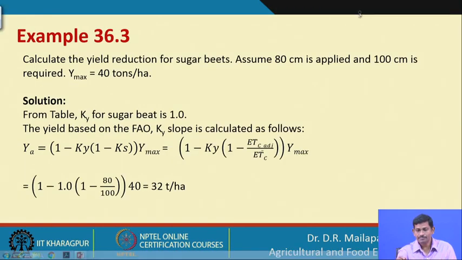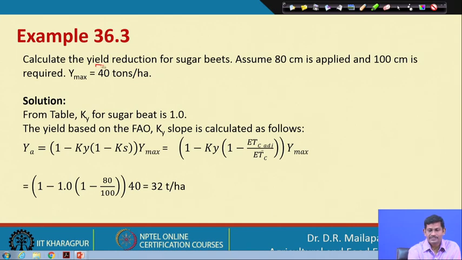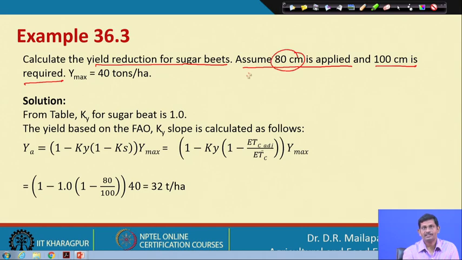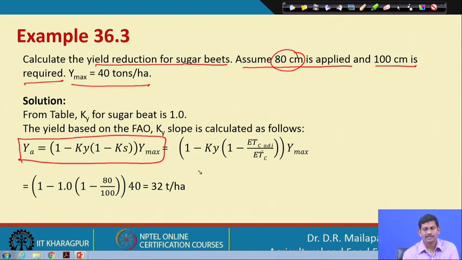Then, another example: calculate the yield reduction for sugar beets. Assume 80 centimeter is applied and 100 centimeter is required. So, 100 centimeter is required, but you only applied 80 centimeter, and Ymax is 40 tons per hectare. So, this is the direct formula. Get the direct formula here and see what values are given. Ky you can get from the table for sugar beets, and 1 minus.